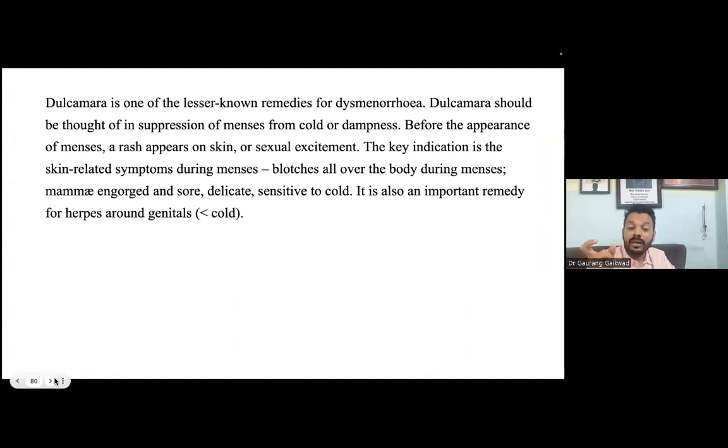Again, Dulcamara is one of the lesser known remedies for dysmenorrhea. One key, very important symptom: during the menses, they start getting skin eruptions, boils. The women get herpes around the genitals, dry eruptions, boils around the menses period, skin blotches, and they become very sensitive to cold. This is Dulcamara.